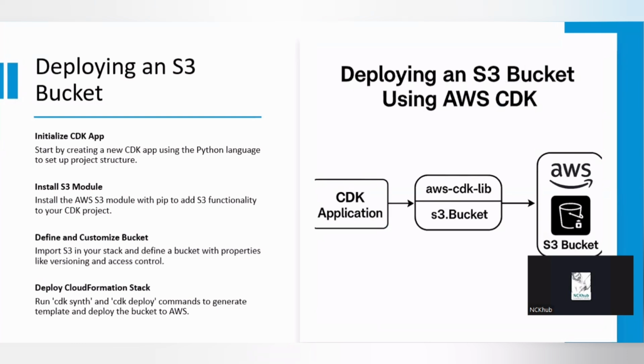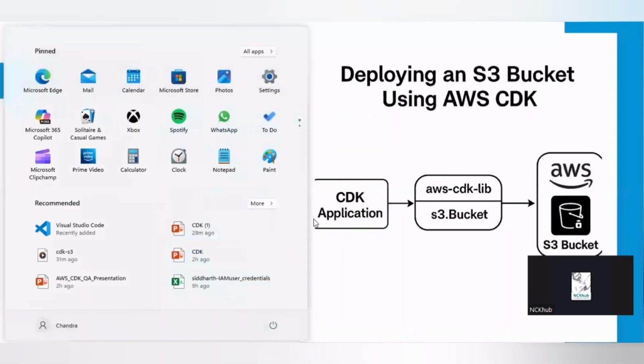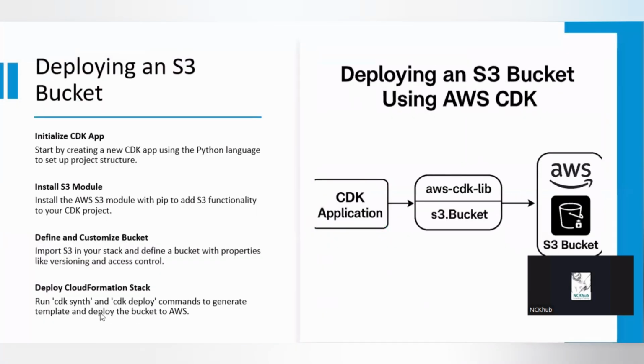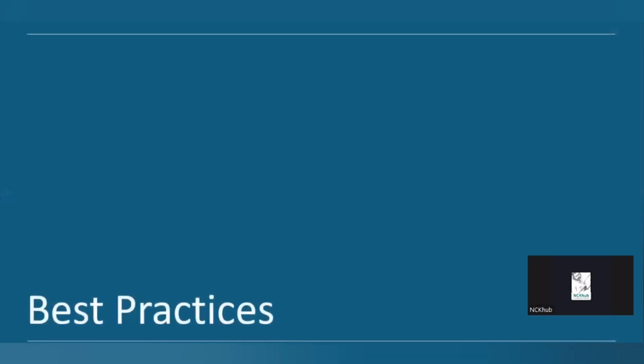And next, we have to test how this deployment of the S3 bucket is working. What we have to do is go to our terminal. Whatever terminal you are using, Ubuntu or Windows PowerShell, from there you have to run cdk synth and cdk deploy. This command generates a template and deploys the bucket into AWS. So this way you can create a resource in AWS using CDK. This format we have already discussed, and this is the sample code which we have seen.